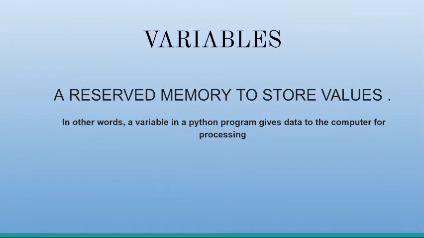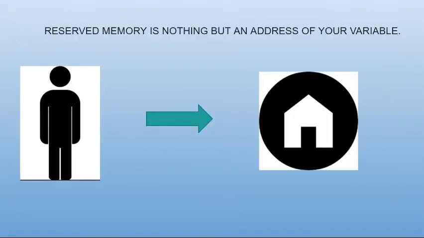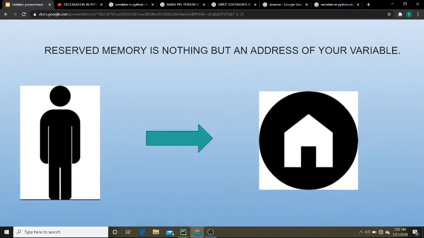Today we will talk about variables. A reserved memory to store values is called a variable. In other words, a variable in a Python program gives data to the program for processing. Reserved memory is nothing but an address of your variable. Let's see with an example.